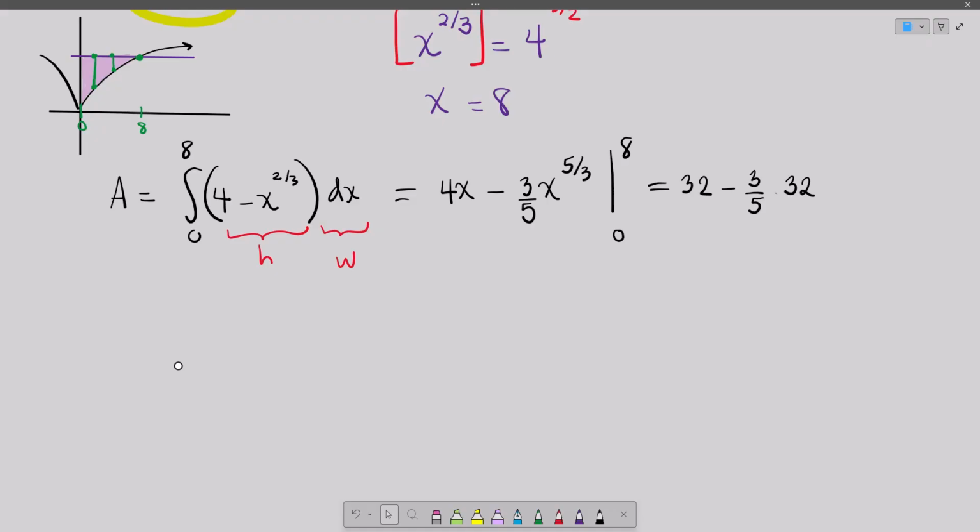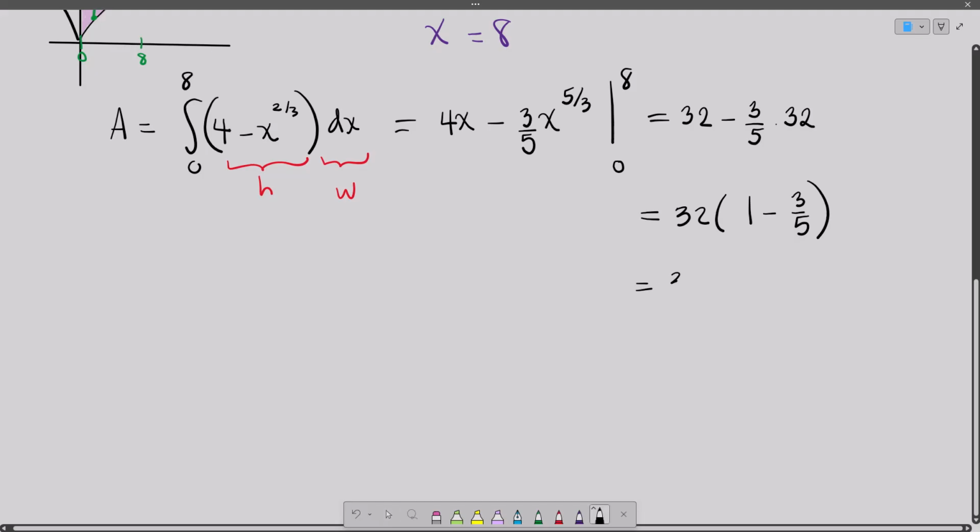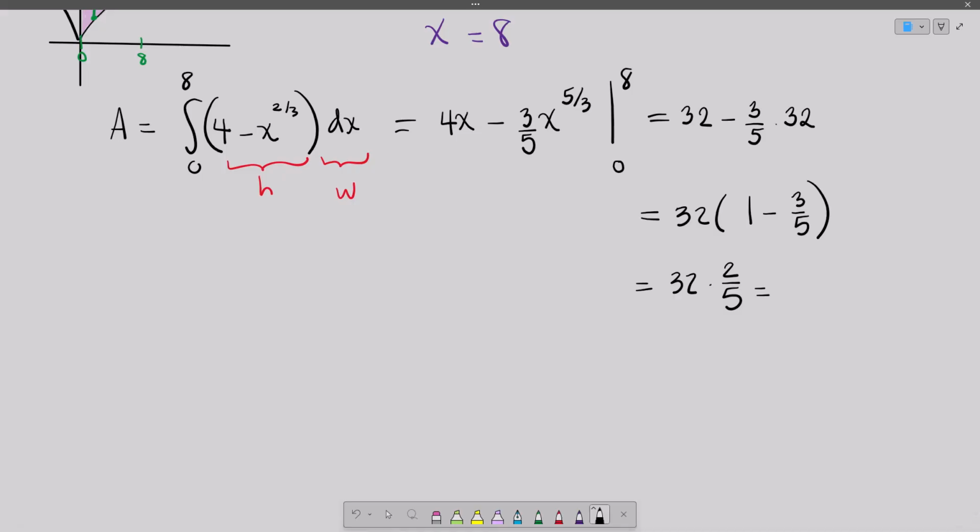Here is the approach I will use. I see a common factor of 32. Instead of multiplying 32 by 3/5 and getting a bigger number, why not do this? Factor out the 32, and then we're left with 1 minus 3 over 5. 1 minus 3 over 5 we can do in our head. 5 over 5 minus 3 over 5 is 2 over 5. So we have 32 times 2 over 5. No common factors between numerator and denominator, so this will be 64/5. That will be our total area.